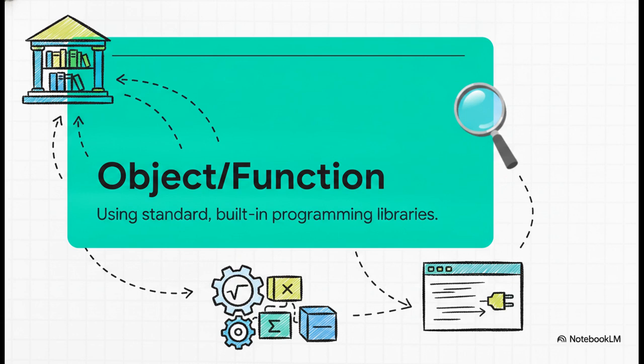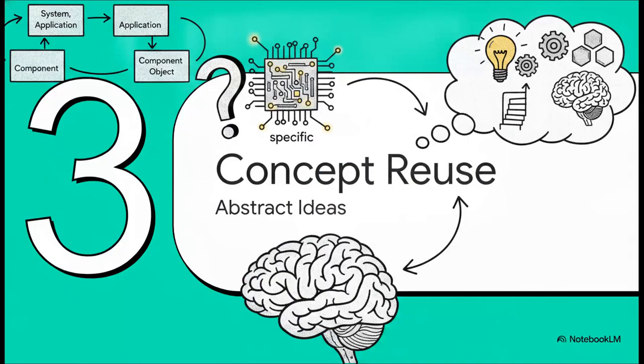Finally, at the very base level, we have object or function reuse. This is defined as using standard, built-in programming libraries. And honestly, this is the exact type of reuse you're already very familiar with from your early coding classes. When you need to calculate a square root in Java or C++, you don't write the complex mathematical algorithm yourself, do you? No, you simply import a standard math library. You reuse classes and functions that are freely available, linking them right into your newly developed code. So, just to recap our 4 levels from top to bottom, we have entire systems, customized applications, plug-and-play components, and basic objects and functions.